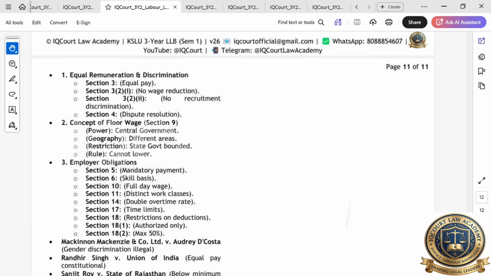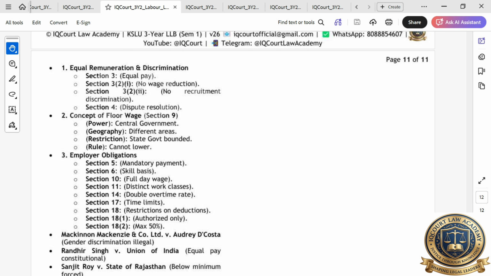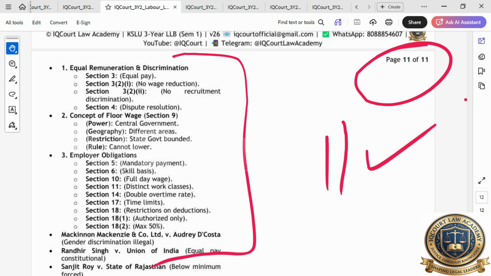This is what we call last minute revision notes. You will see the value of it when you are about to go. If tomorrow the exam is on, you will really understand the value of this material. Everything, including the introduction to conclusion, case laws, sections, headlines, each and everything we have covered in just 11 pages. This is the beauty of the IQCourt material.